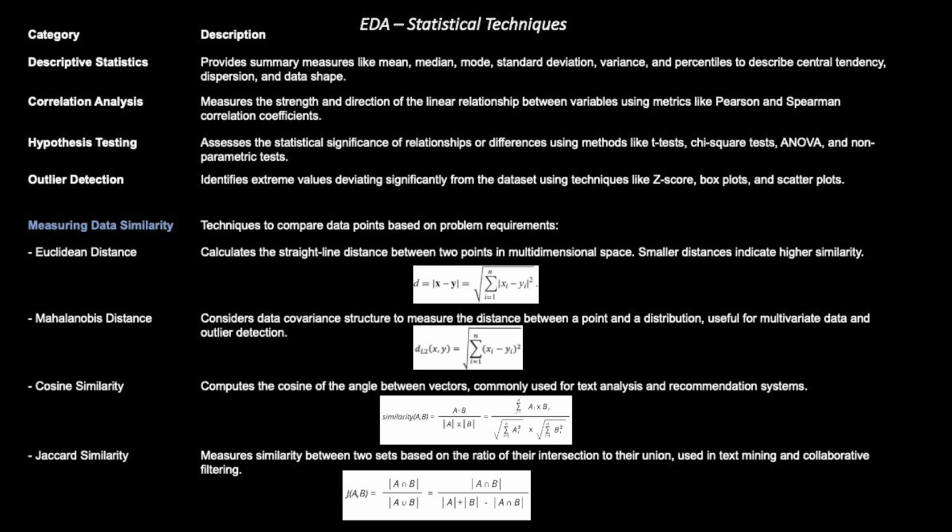Jaccard similarity is a metric used to measure the similarity between two sets. It is defined as the size of the intersection of the sets divided by the size of their union. Jaccard similarity is commonly applied in areas like text mining, social network analysis, and collaborative filtering.